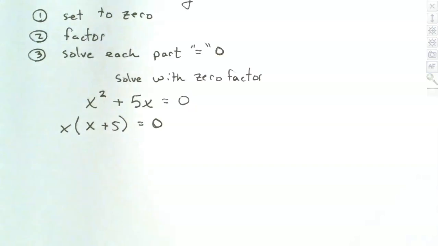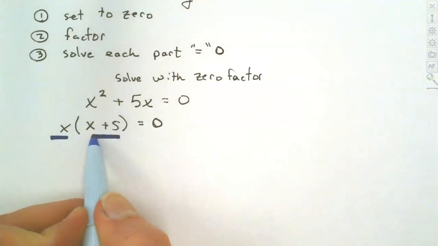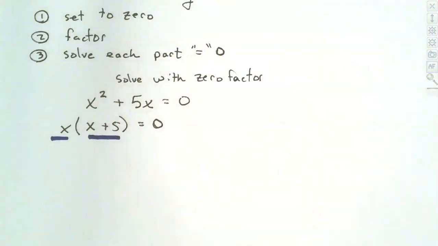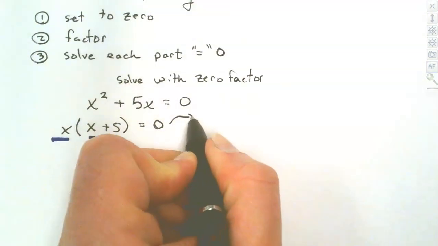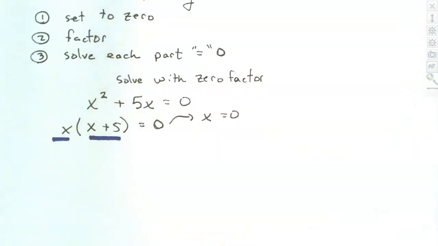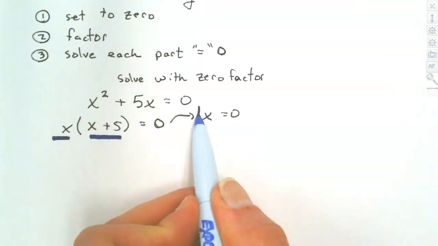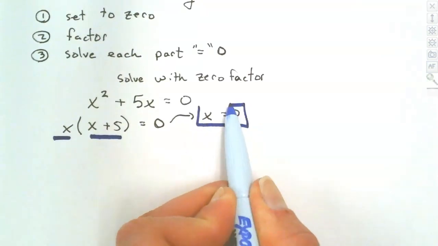Unlike linear equations, nonlinear equations may have more than one answer. So this has been factored down. So now we set each part equal to 0. So what do I mean by each part? Well, here's a part, and here's another part. So we've got two separate answers here. And what are they going to be? Well, the first one is simply x equals 0, because that works with the x that's factored out in front. So x equals 0 is our first solution.